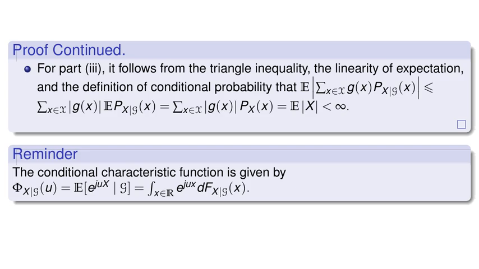As a reminder, we can also define the conditional characteristic function. Phi sub X given script G of u equals the expectation of e to the j u X given script G, which equals the integral over x in R of e to the j u x dF sub X given script G of x.